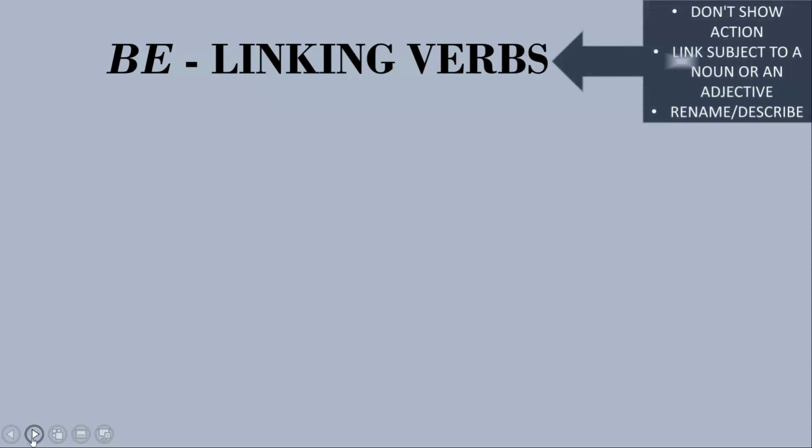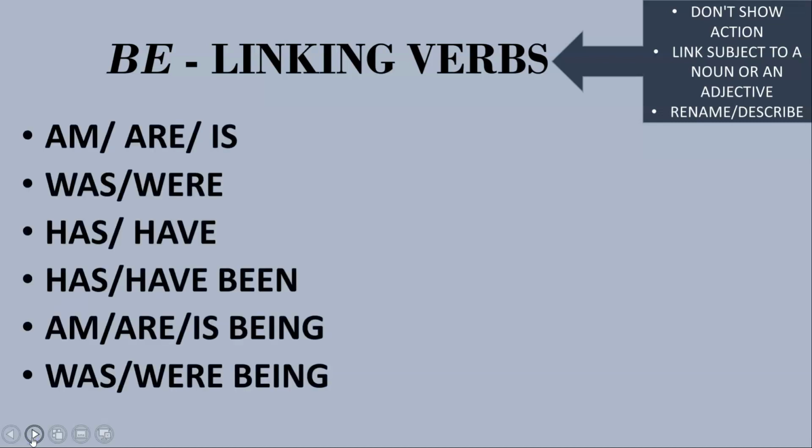So the linking verbs don't necessarily show action like we see in typical action verbs, okay? They also link a subject to a noun or an adjective in a sentence, and they can rename or describe certain things. So this is the first typical column of linking verbs you're familiar with, the verb be, right? So I am a teacher. So the linking verb am in this case will link our subject I to a noun, teacher. And that's how the linking is done in this case.